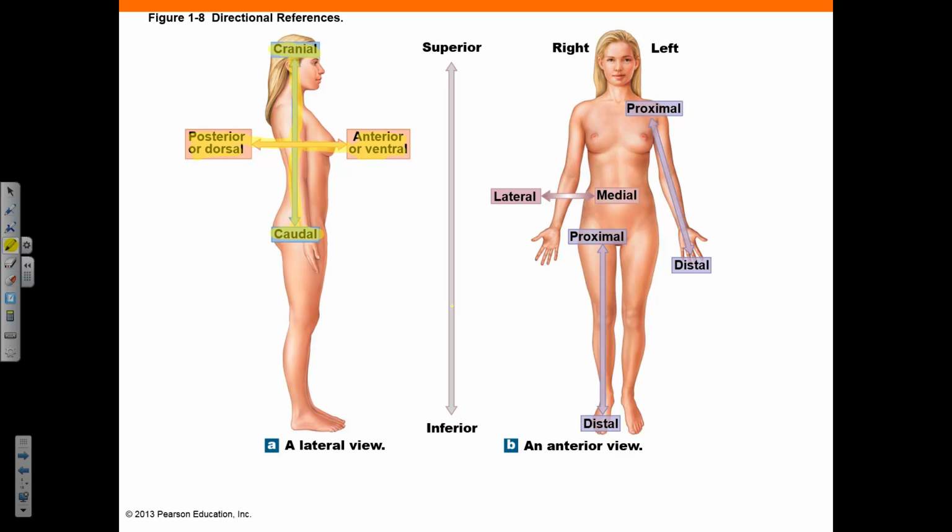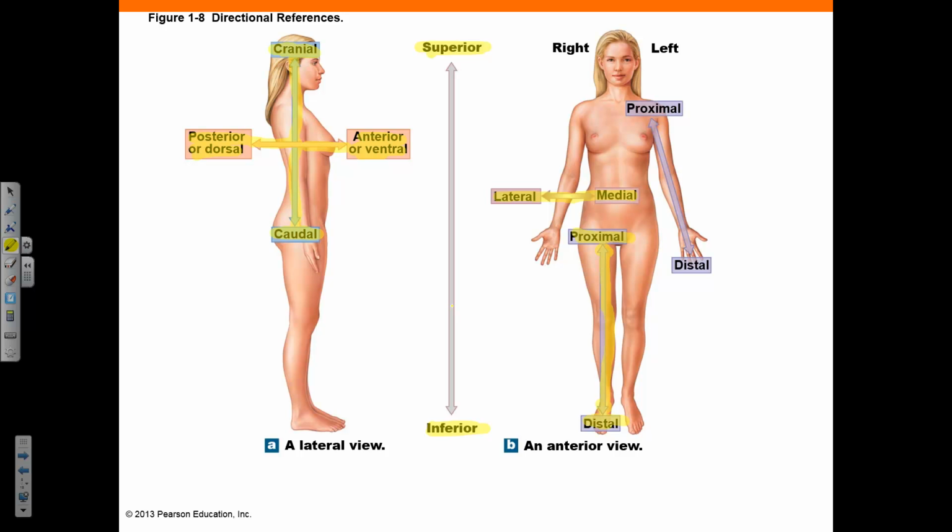Superior refers to above or at a higher level. Inferior refers to below or at a lower level. Lateral means away from the longitudinal axis of the body, and medial means towards the longitudinal axis of the body. Proximal means towards an attached base, and distal means away from an attached base.